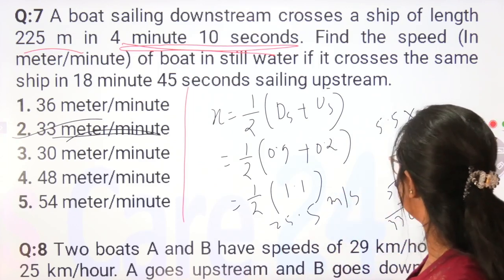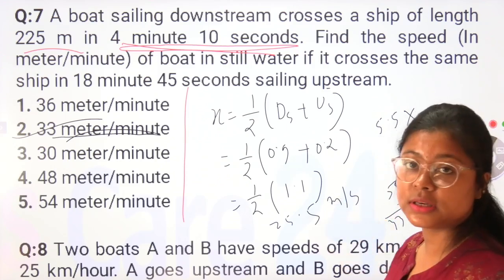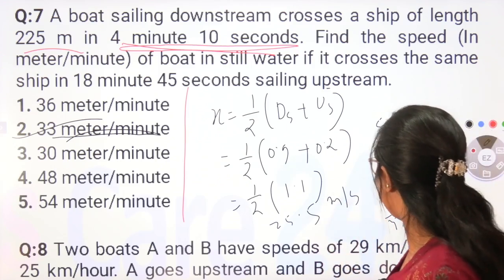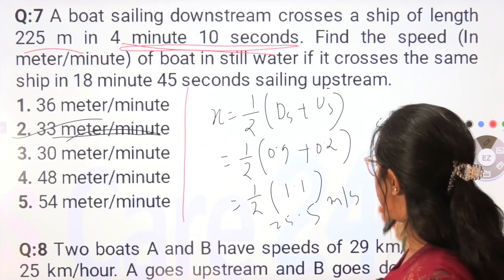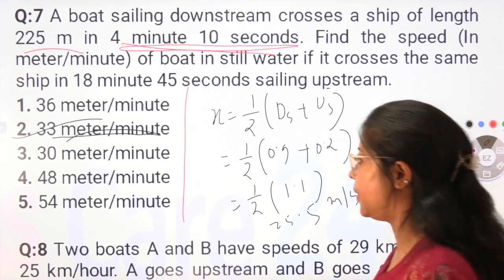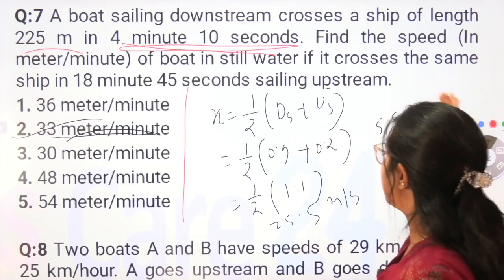Okay, so you need to multiply to convert the second into minute. So I need to multiply by how much? 60. So from that I am getting this much, 33 meter per minute. Fine. So this is my question number 7.